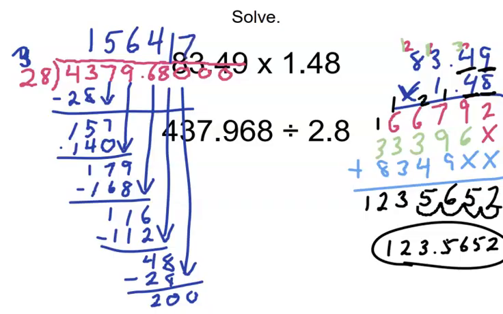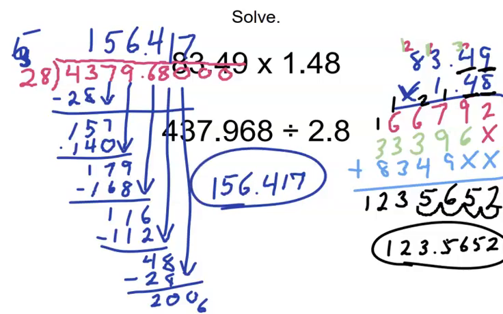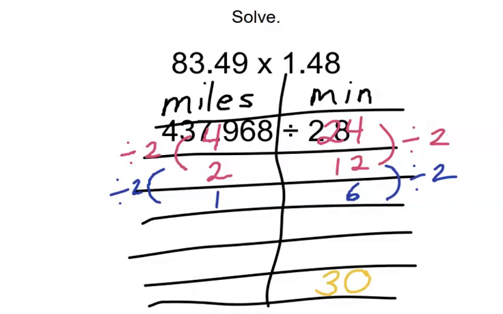All right, so let's see, 7 times 8 is 56, right? So we have 56. And so it's still not going to come out even, but we're a few numbers past the decimal, so we'll just stop there. Okay, so the answer for this one is going to be 156.417. Okay, that's going to be close enough. 156.417.